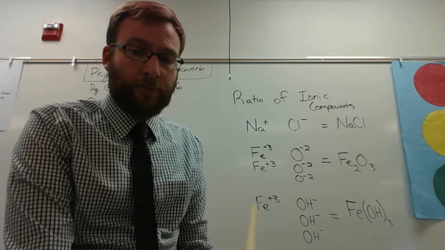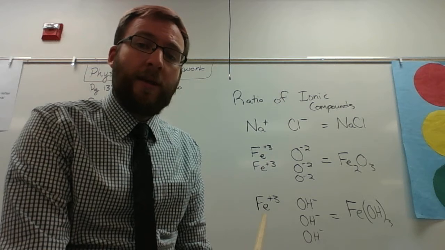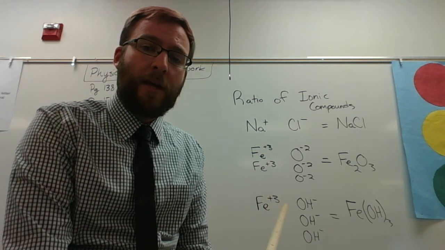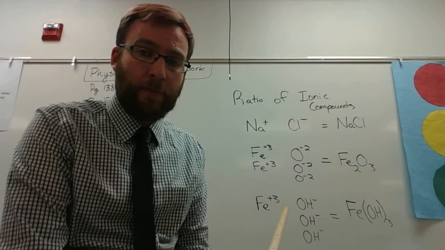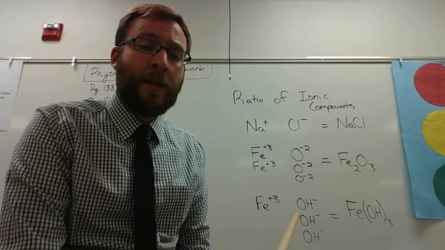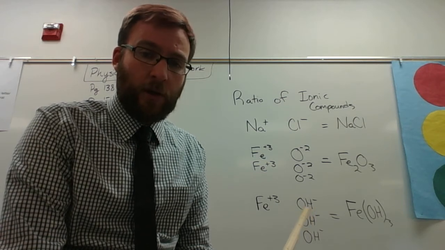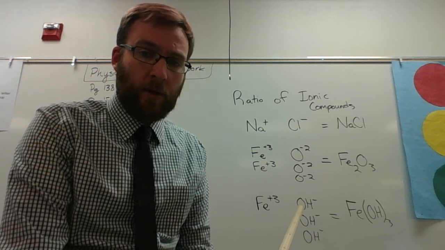Now this last one, iron 3 hydroxide, this uses a polyatomic ion. Again, a polyatomic ion is an ion that uses more than one atom. In this case, it's oxygen and hydrogen. So this is one unit. We count this as one thing together.